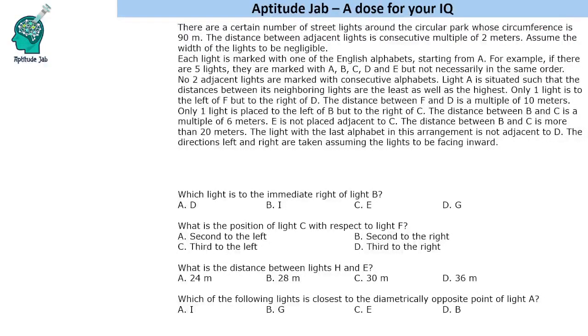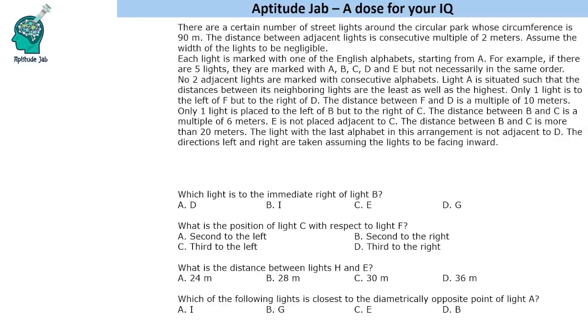This question says that there are a certain number of streetlights around a circular park whose circumference is 90 meters. The distance between adjacent lights is consecutive multiples of 2 meters, and you have to assume that the lights are of negligible width. So whatever distance is between these lights, you don't have to count any length for the lights. Now the challenge in this question is we are not given the number of lights.